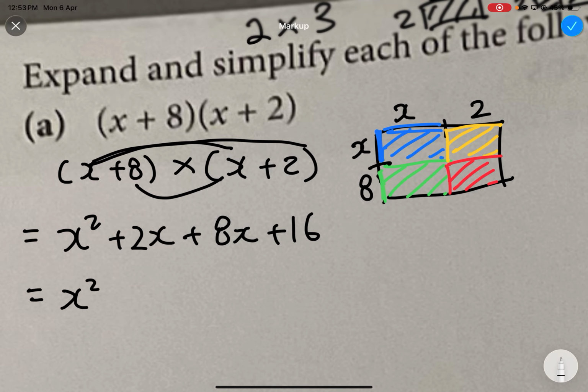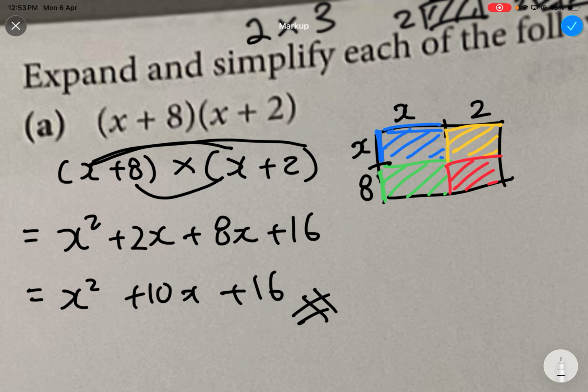Then like terms put together. x squared don't have already. x, I have 2 terms: 8 plus 2, 10. Then lastly my 16. Okay? So when I expand this out, I end up with this.